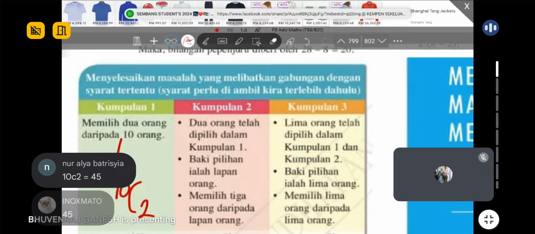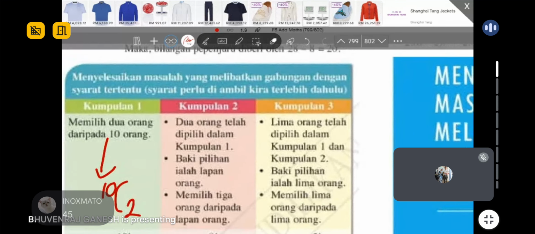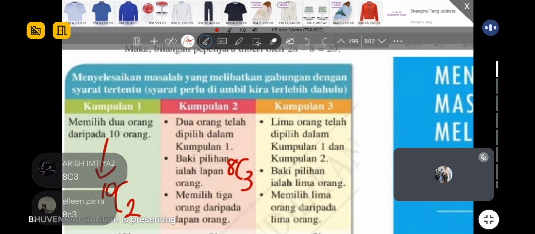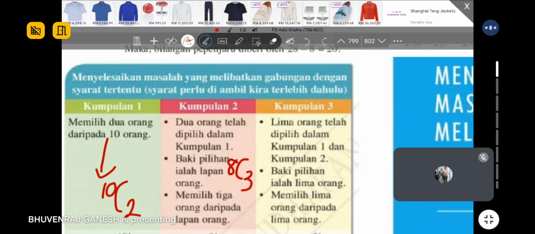Okay. So now you see kumpulan 2. Yang kedua pula. So 2 people are chosen already, so you have 8 people left. Baki 8. Now they say you choose 3 people from 8. So what is the symbol here, guys? For the second group, kumpulan kedua, you should have 8C3. Yes, very good. Third kumpulan, you choose 3 people out of 8, left 5. So they say you choose 5 people from the 5. So 5C5.